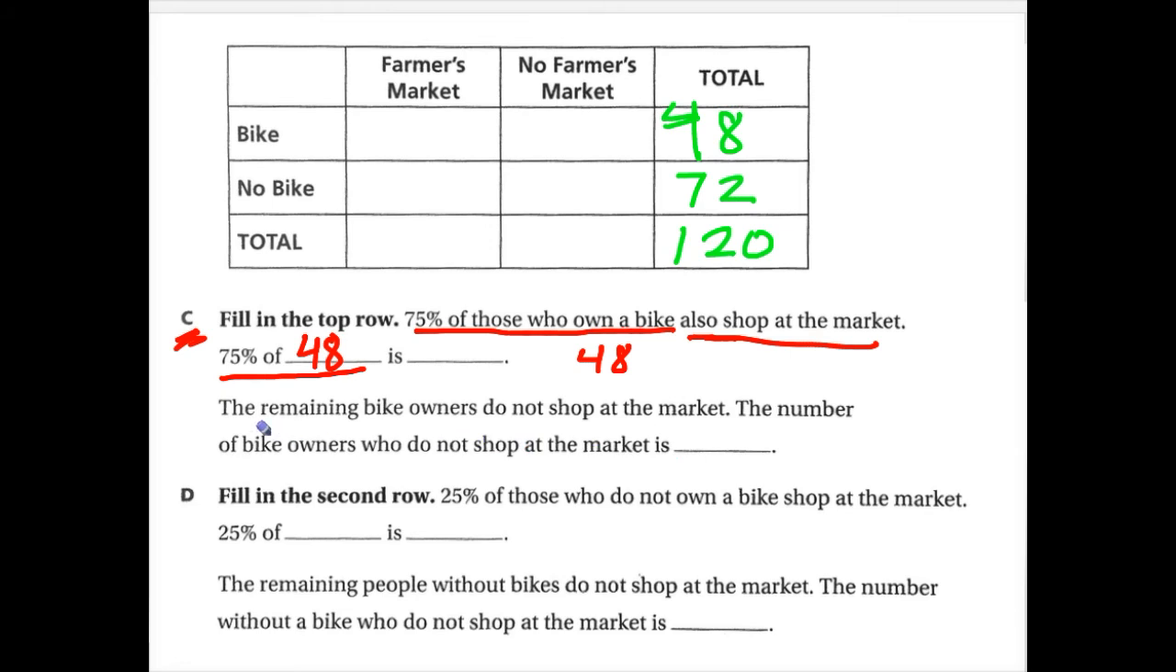So again, 75% of the people who own a bike also shop at the farmer's market. So this is where we start seeing some connections. 75% of the people that own a bike, that's 48. 48 people own a bike, 75% of those people is what? So 75% is 0.75 times 48. So 0.75 times 48 is 36 people. So of my total bike owners, 36 go to the farmer's market.